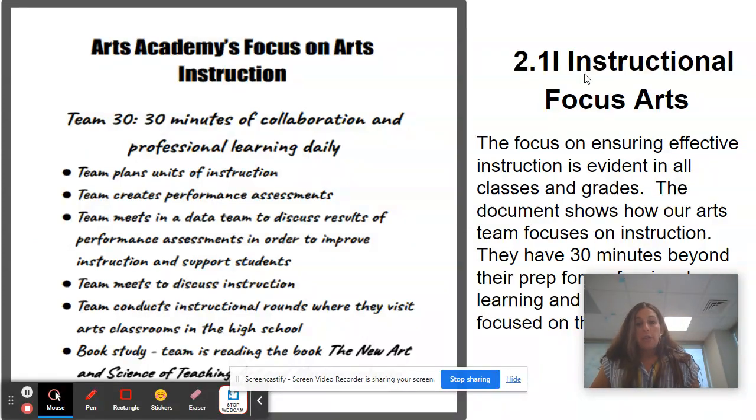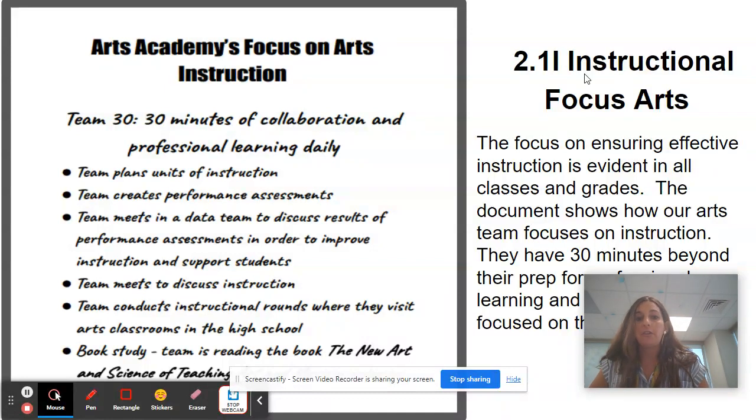Another area that we value is the area of the arts instruction. Although we want to focus on our core academic instruction, the arts is also of imperative concern to us. And we want to make sure that the ultimate instruction is happening also in our arts classroom. So to help do this, we make sure that the effective instruction is happening by having the focus on arts instruction also. There's a Team 30 time that's allocated.